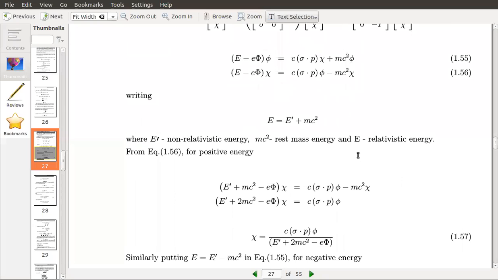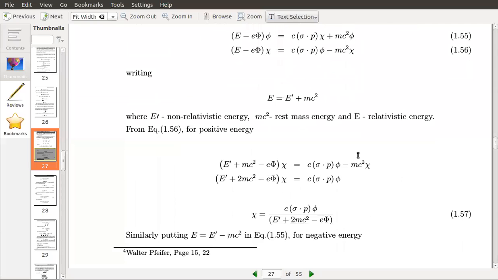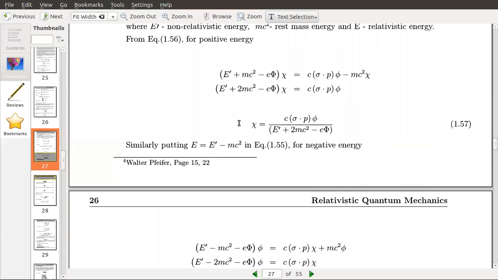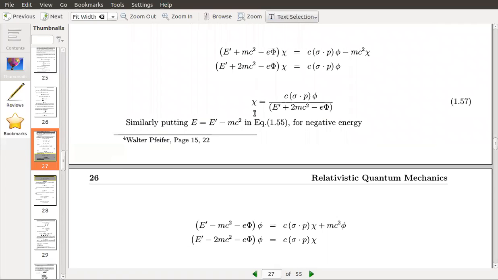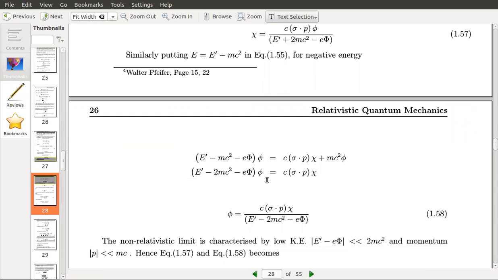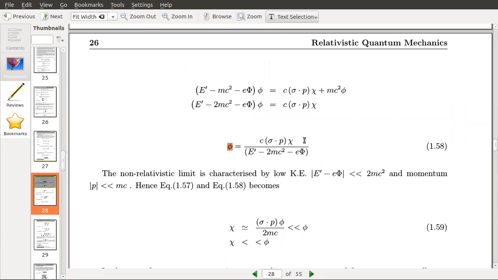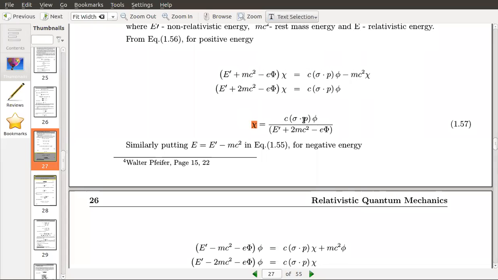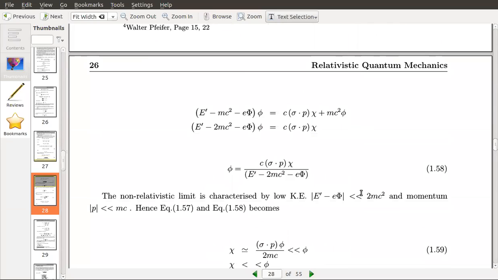Now we wrote the Dirac equation. Then we wrote the positive energy state as well as the negative energy state in terms of the other states. So this is the positive energy state in terms of the negative energy state, and this is the negative energy state in terms of the positive energy state. Okay.